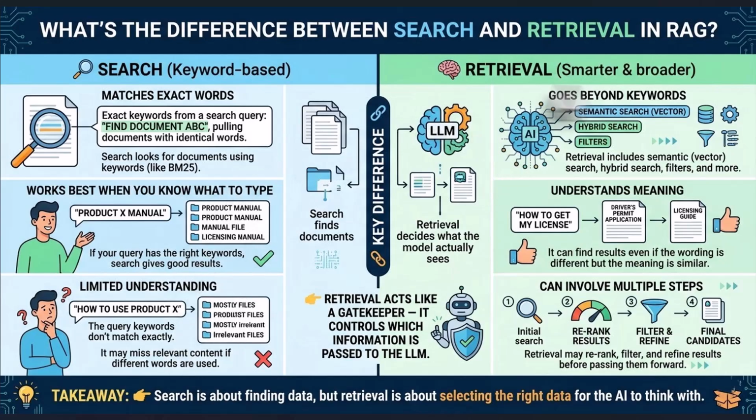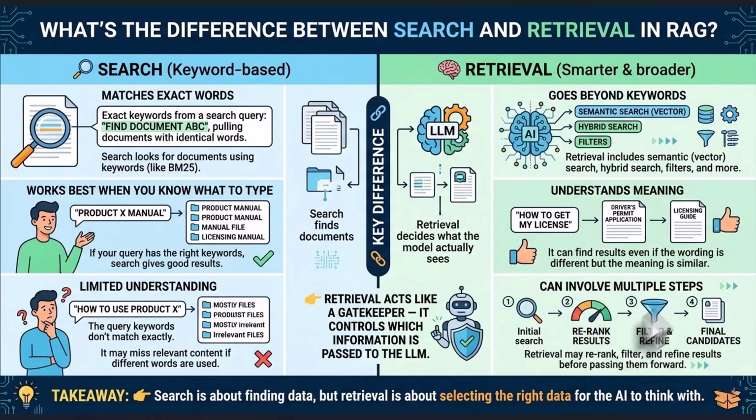Okay. Also, with search, we may miss relevant content if different words are used, right? And when it comes to retrieval, it goes beyond keywords. That is, retrieval includes semantic or vector search, hybrid search, filters, and many more. Okay. Also, it can find results even if the wording is different, but the meaning is similar. And retrieval involves multiple steps.